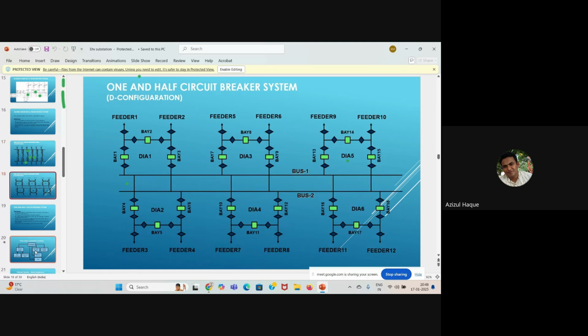This is the same scheme, only the configuration is different. This is feeder 1 and feeder 2. For this, the tie bay is here, the tie circuit breaker is here, bay 2. For every 2 main feeders, there is 1 tie breaker, and the same condition applies, but this is the D configuration. Only the arrangement of the tie bay is different, with main bus 1 and main bus 2.